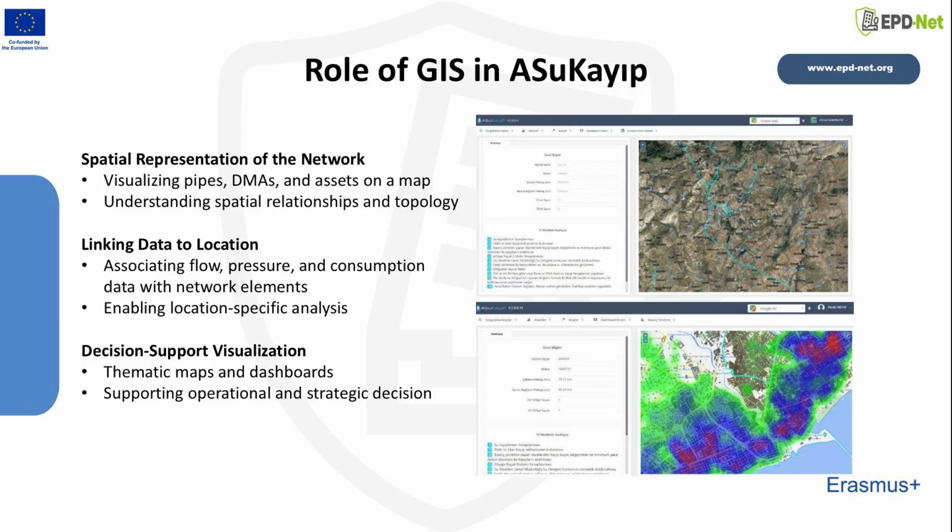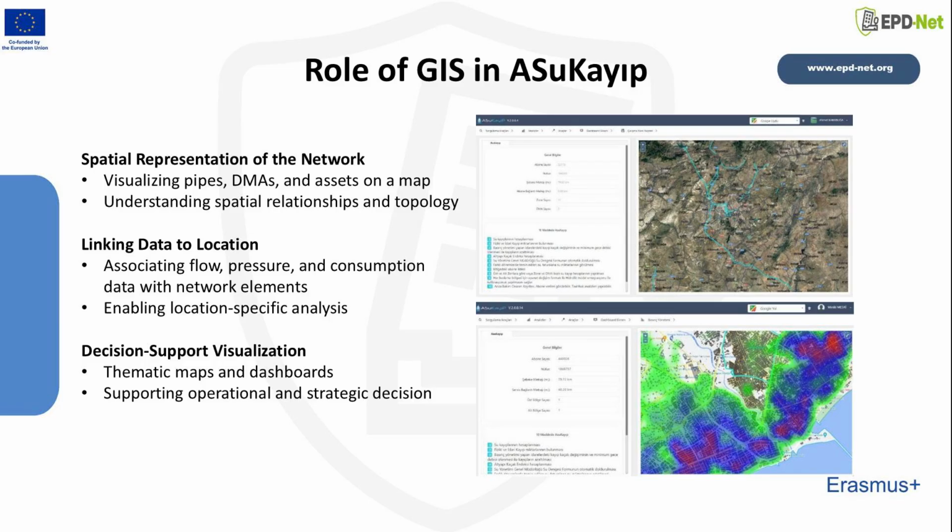Geographic information systems play a central role in the UKIP project by providing a spatial representation of the water distribution network. Pipes, DMAs, valves, meters, and other assets are visualized on a map, allowing users to understand how the network is structured and how different elements are connected.